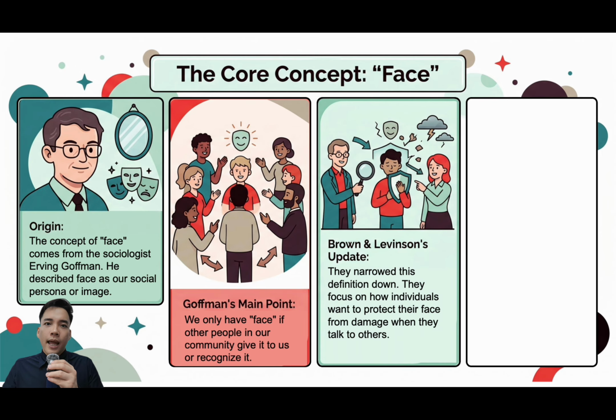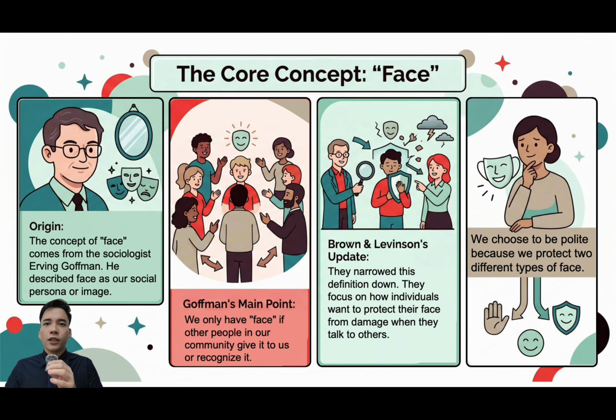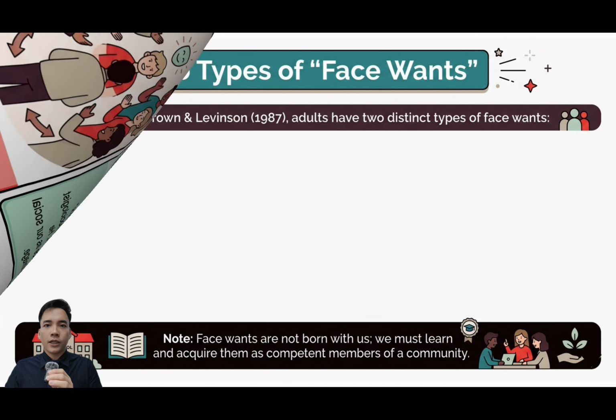Brown and Levinson later updated this idea. They narrowed down the definition. They focused on how individuals want to protect their face from damage when they talk to others. In conversations, face can be damaged in many ways. For example, if we criticize someone directly, we may damage their image. If we order someone to do something, we may damage their freedom. So, we choose to be polite because we want to protect two different types of face. These two types are negative face and positive face.